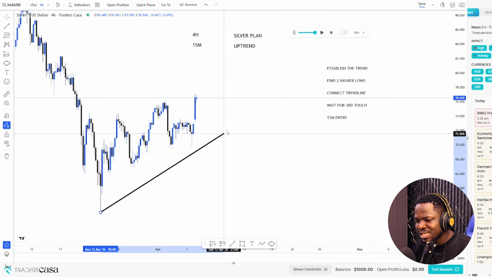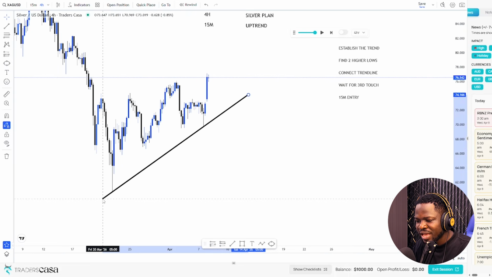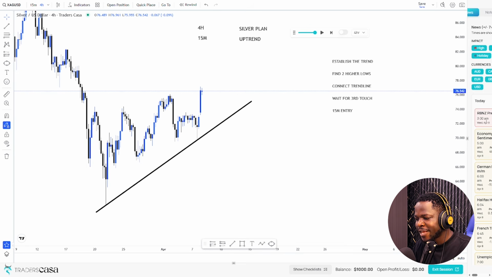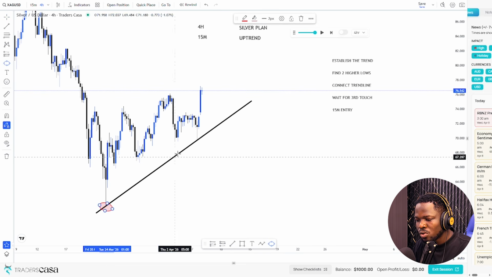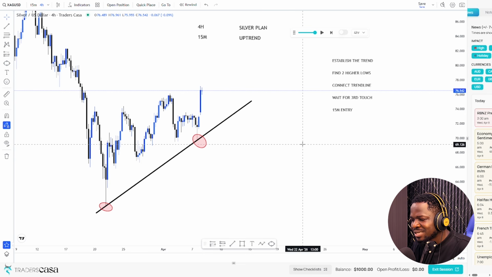Let us try the next one, right? This one is a perfect example, right? Which is very, very clean. We have our first low, then the second week of this higher low. So we have a perfect uptrend line right now.